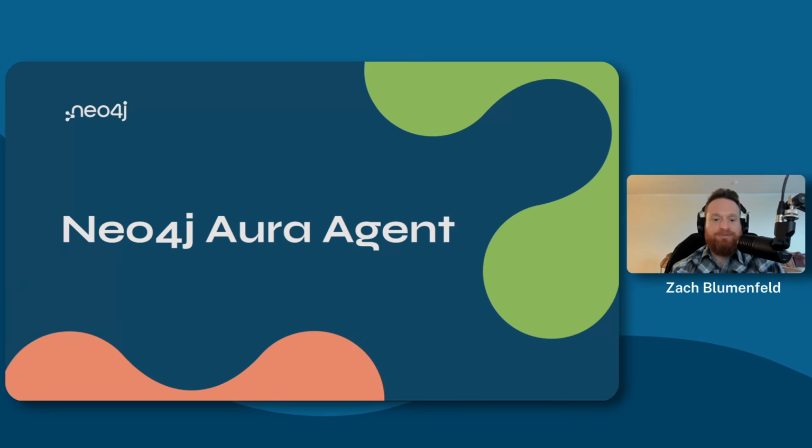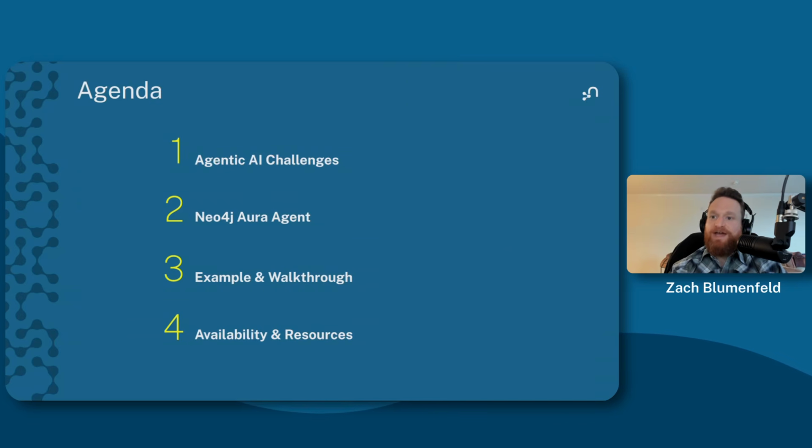And today I get the privilege of talking to you about Neo4j Aura Agent, which is an end-to-end platform inside of AuraDB that lets you build agents grounded on top of knowledge graphs, and was just released for general availability not too long ago.